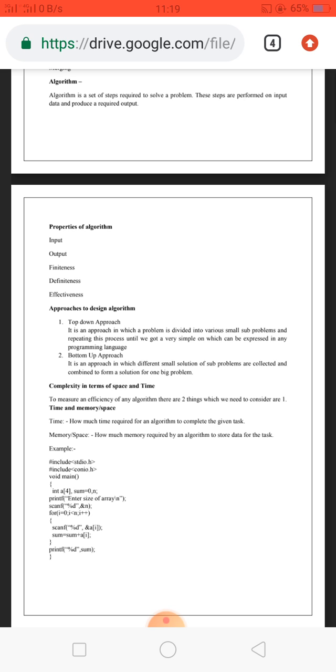The other is the bottom up approach. What is the bottom up approach? It is a collection of the solutions of all the sub problems, and all those solutions are merged into a single solution. This is called the bottom up approach.